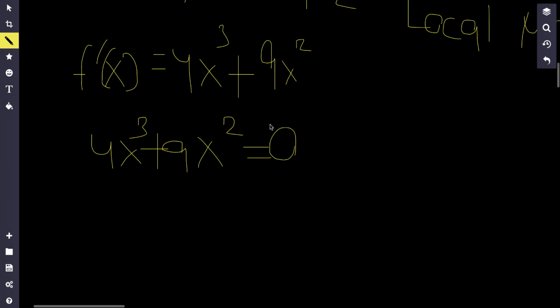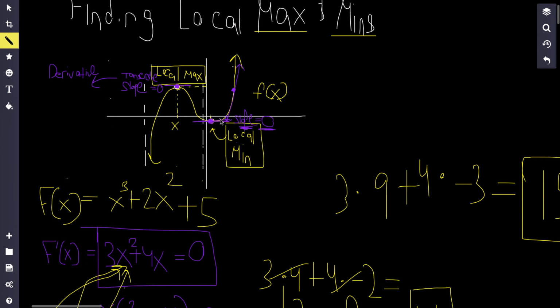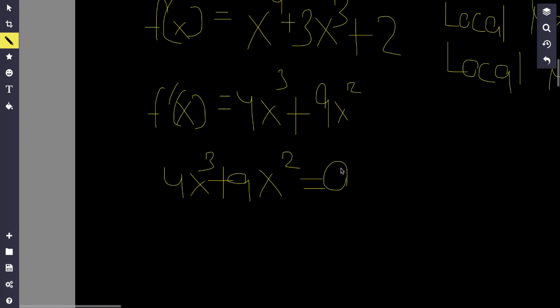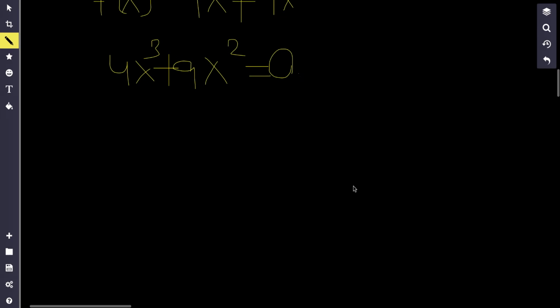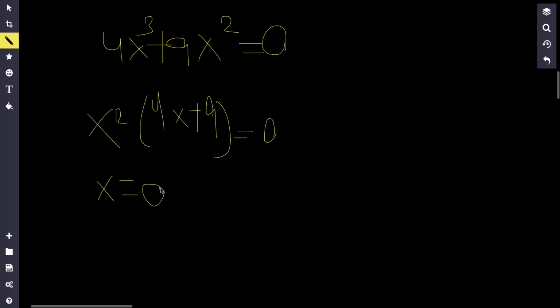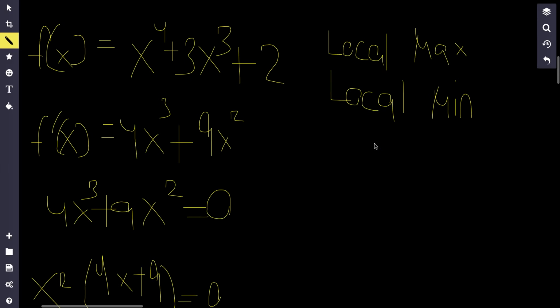We set our derivative equal to 0 because, once again, remember that at local maximum and at local minimum points, the slope at that point is equal to 0. Right? So that's why we set it equal to 0, because this gives us the x coordinates of our point. So to do this, you can just factor out an x squared for x plus 9 is equal to 0. So either x is equal to 0 is a potential minimum or maximum point, or x is equal to -9/4 is a potential minimum or maximum point.